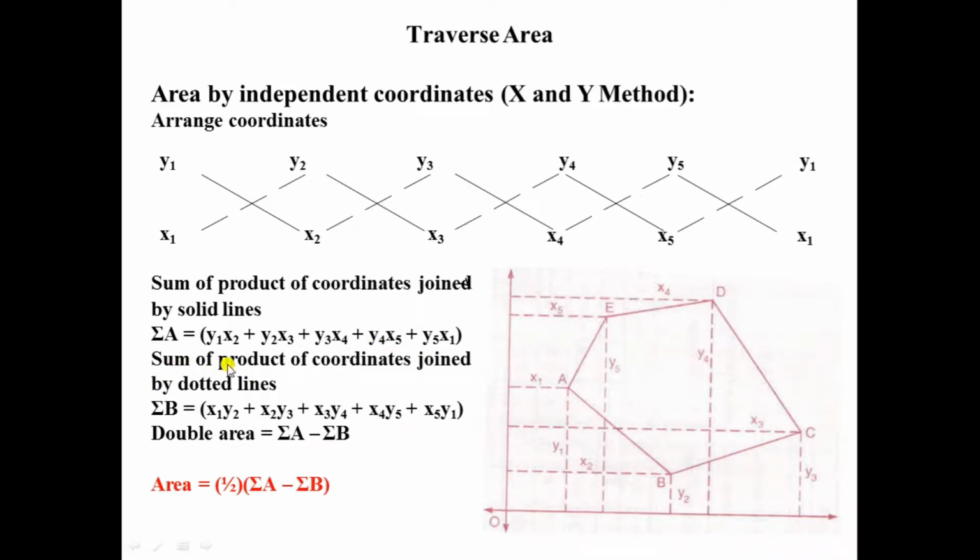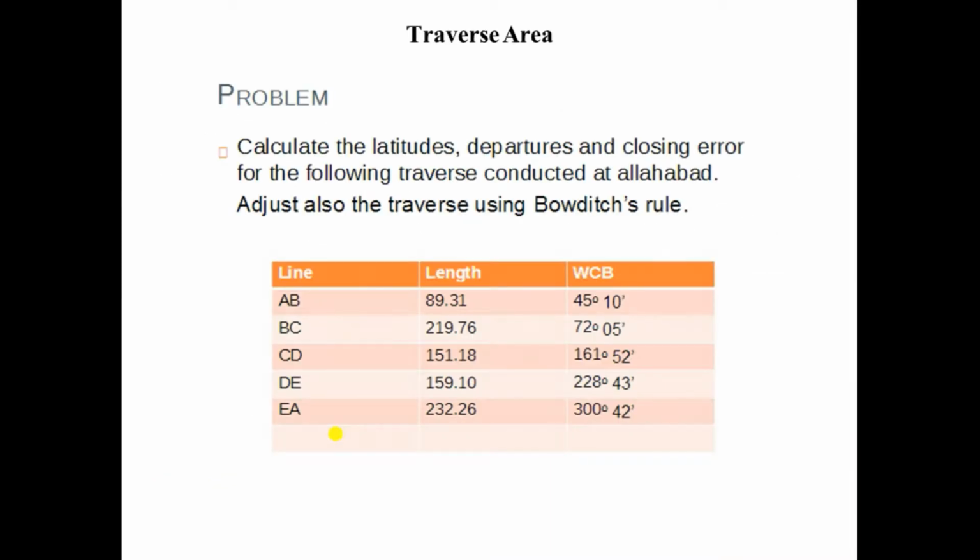After that, we take the sum of products of coordinates joined by the dotted line. Summation of B is equal to x1y2 plus x2y3 plus x3y4 plus x4y5 plus x5y1. Double area is equal to sigma A minus sigma B. The area is equal to one half of sigma A minus sigma B. Now we will see a real problem.